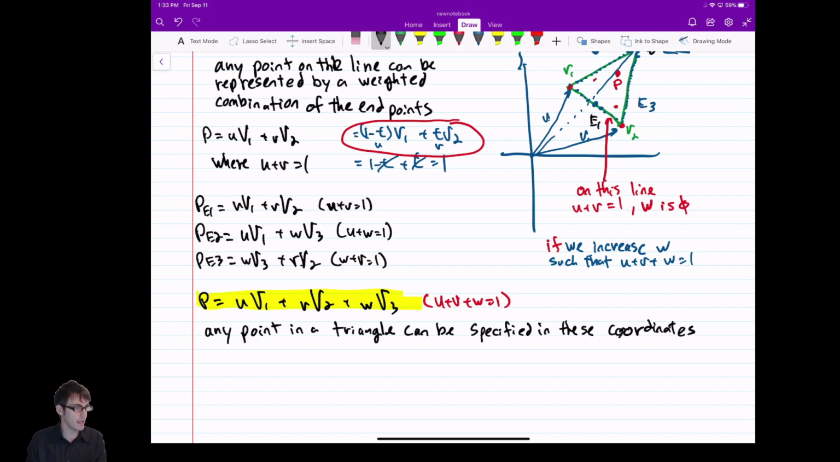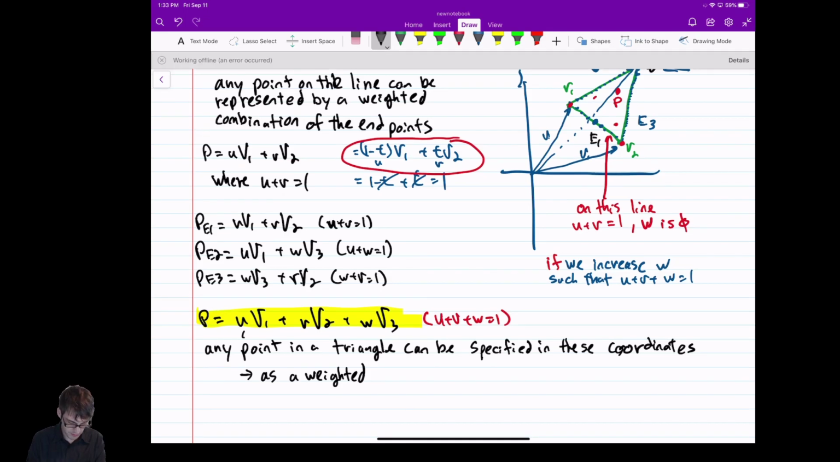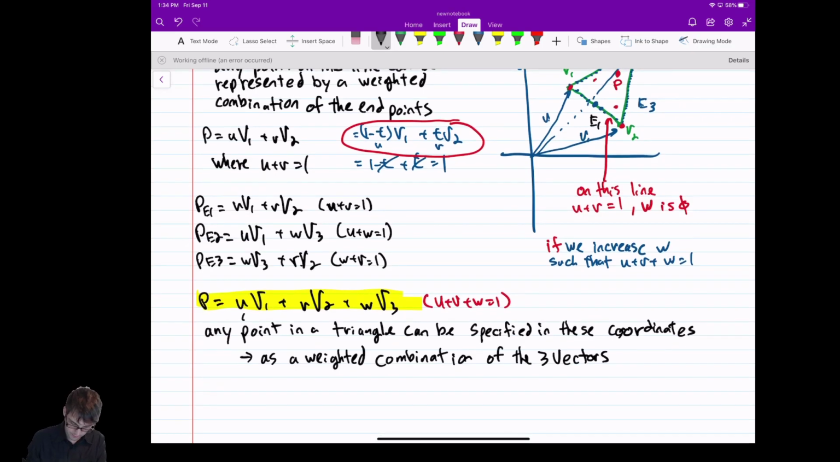Okay? Basically, as a weighted combination. Weighted just means those U, V's, and W's are weights, right? A weighted combination of the 3 vectors. I should say 3 vertices. We turn them into vectors.